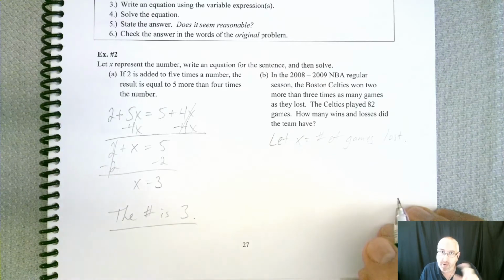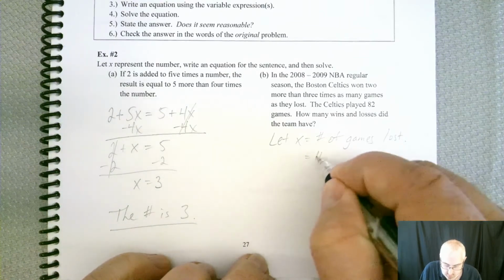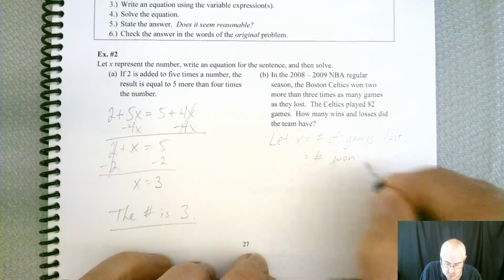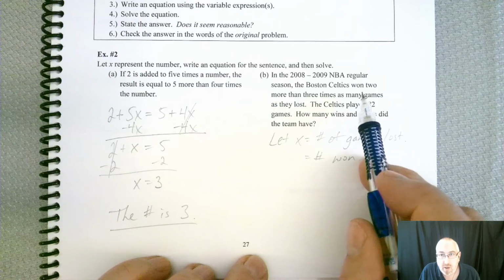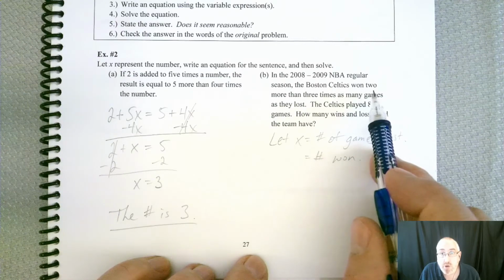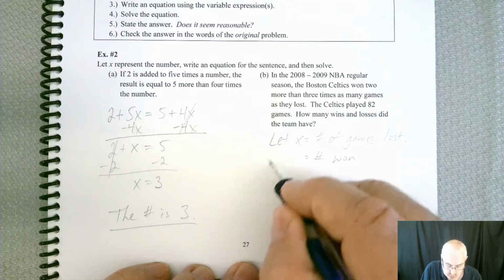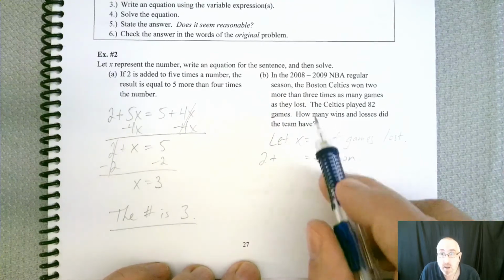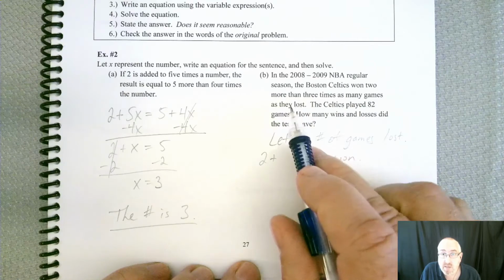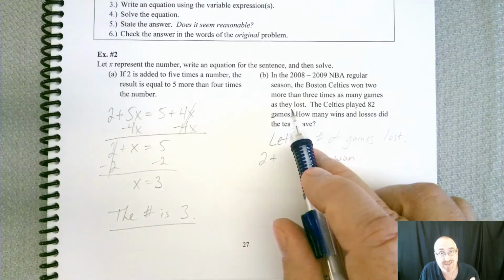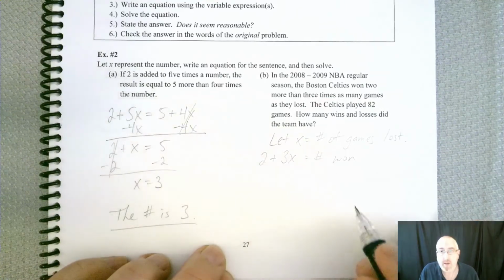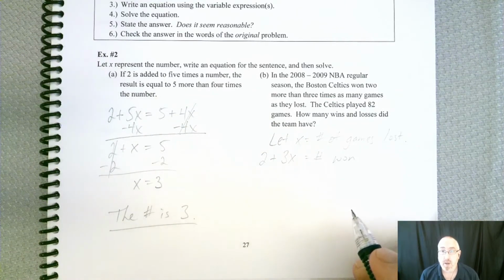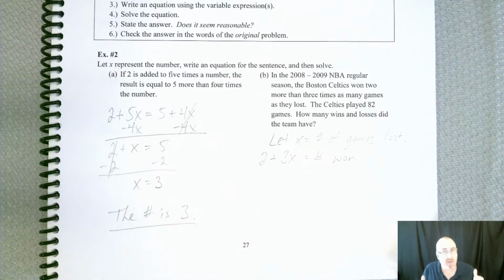So now we should be able to create an expression for the number of games won. So number 1. So what would that be? So now we got to try to translate it. The Boston Celtics won 2 more than, so 2 plus 3 times as many games as they lost. Well, the number of games that they lost was x. So 3 times x. That should be the number of games won. Okay, we're getting there. The setup is the hardest part.